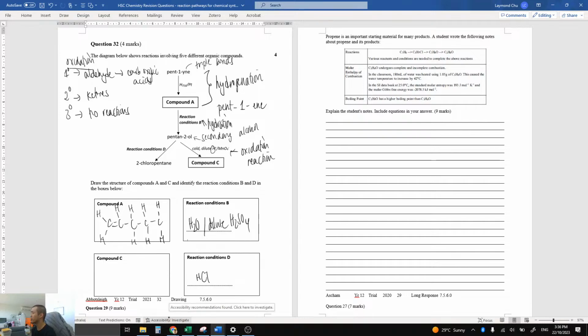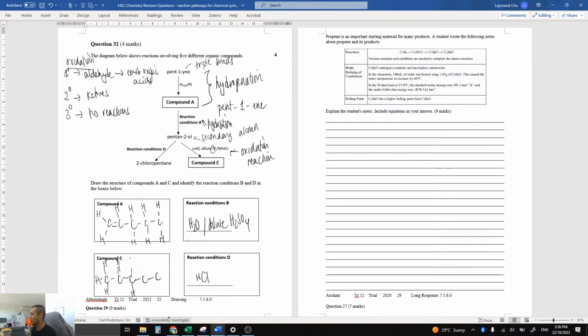So compound C, what is compound C? Compound C is a secondary alcohol, so it's a ketone. What's the ketone equivalent of pent-2-ol, or of a 5-carbon chain ketone? So that's just C, C double bond, C, 5 carbons, and we add the H's in there.